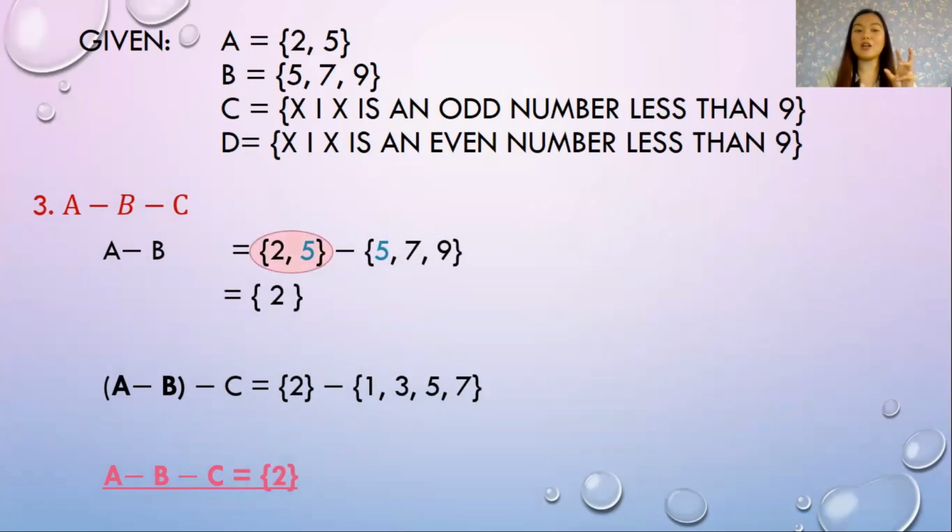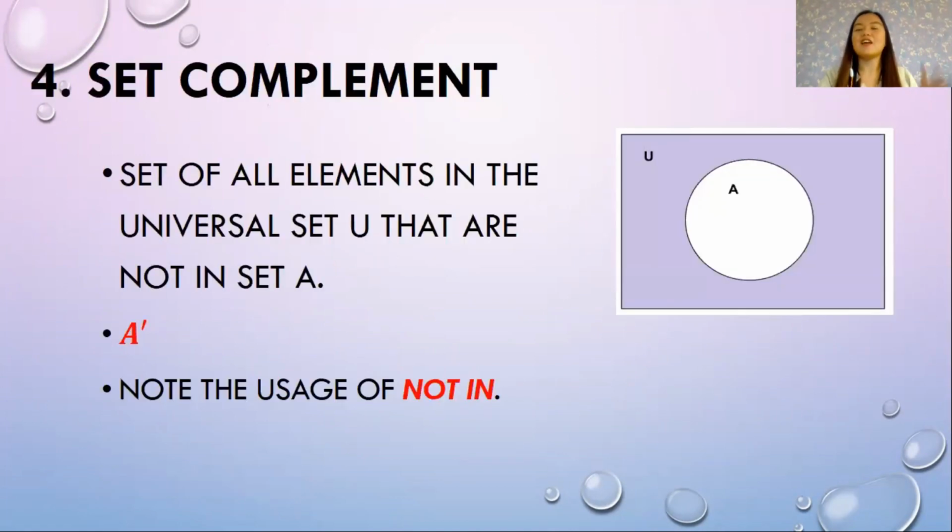Mag-focus lang kayo sa mga first sets. Next is the set complement. Madali lang ito. The set of all elements in the universal set U that are not in set A. So, pag complement, yung symbol, ganun lang. Tapos lang natin, apostrophe lang, dyan.